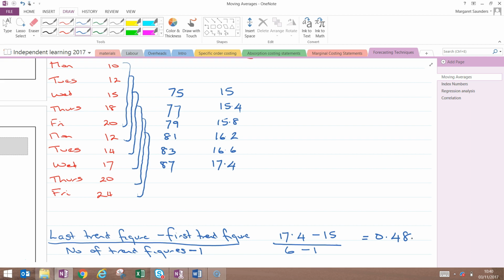So how do we use that? This is telling us that on average the trend increases by 0.48 for each time period. So in this example, for each day. So we have to assume that that will continue. So on that basis, the trend figure for Thursday will be the trend figure for Wednesday plus 0.48.